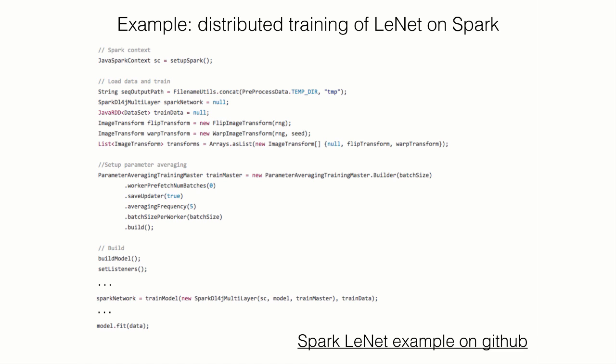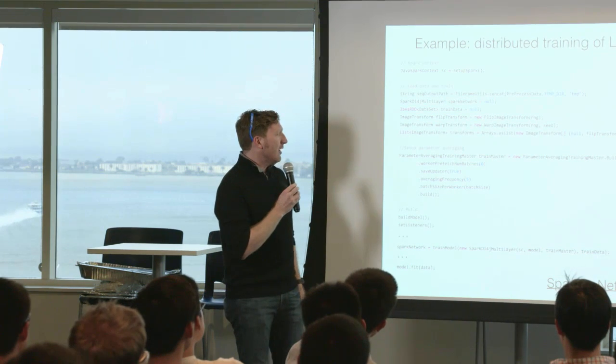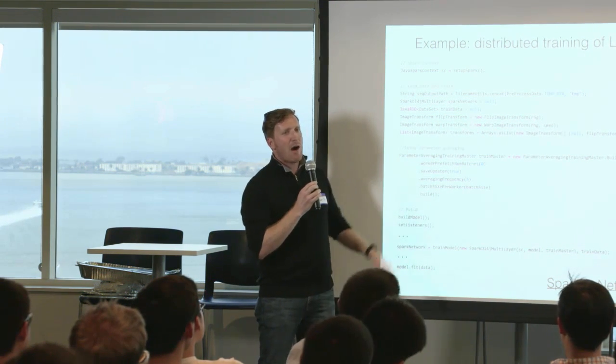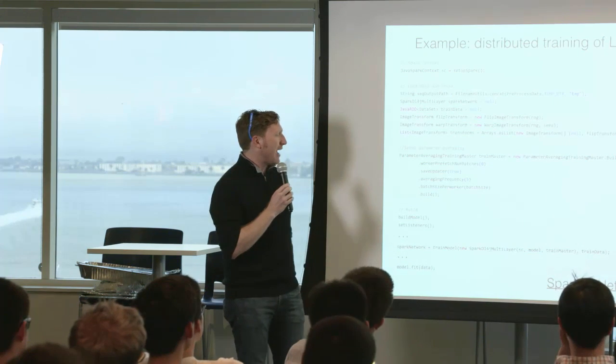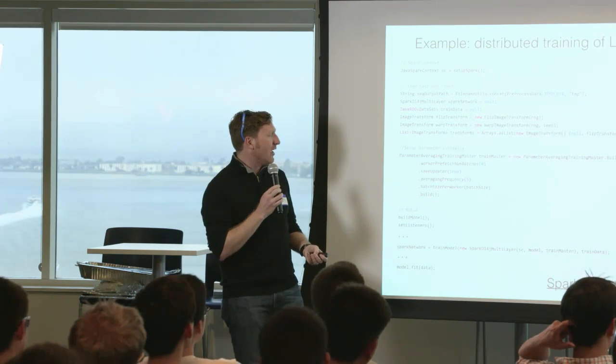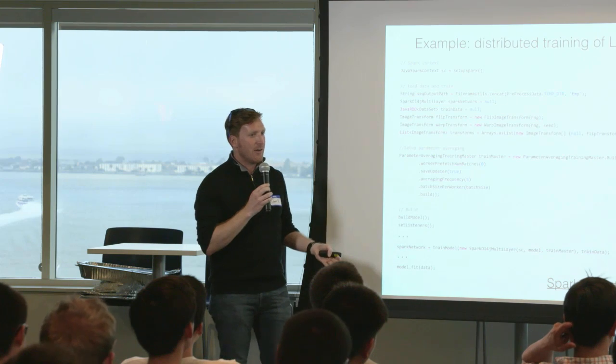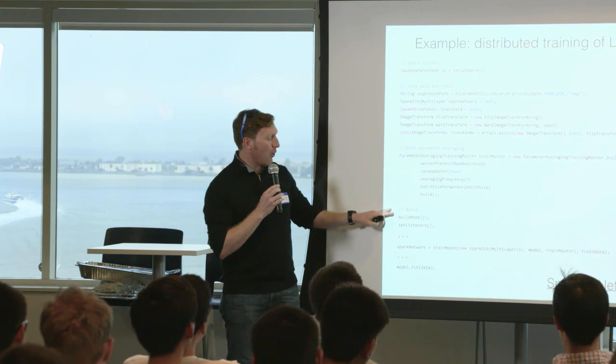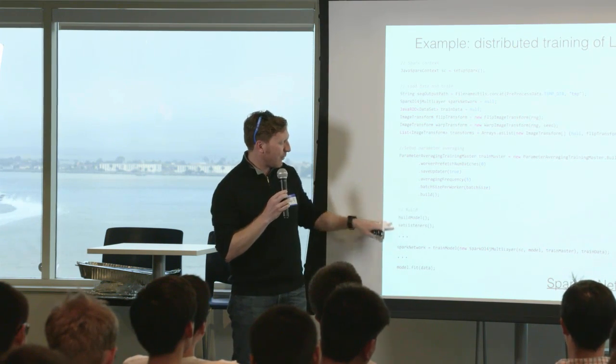Suppose we want to train LeNet on Spark. As you can see, minimal changes. Basically, we do some Spark setup stuff. Ignore this stuff about image transforms and whatnot. This is kind of superfluous. We have to set up our parameter averaging master, okay? So our server that does the parameter averaging and maintains the canonical version of our model. And you set some things about how often you want your workers communicating with your master, how large your batches are, how often you average your parameters, et cetera, okay? And then finally, you do the whole model configuration stuff. That's what's going on right here.